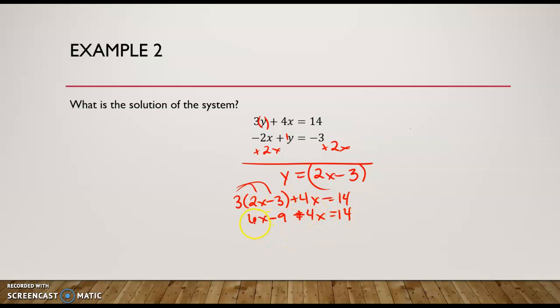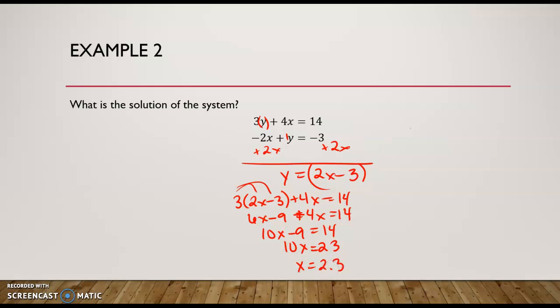I'm going to combine like terms, so 6x plus 4x is 10x minus 9 equals 14. We're going to add 9 to both sides. 10x equals 23. And then we're going to divide both sides, so x will equal 2.3. Yes, you can get decimals. Yes, you can get fractions.